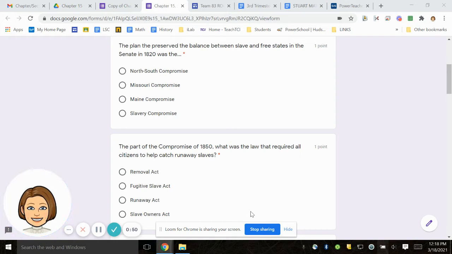Number 3. The part of the Compromise of 1850, what was the law that required all citizens to help catch runaway slaves? Removal Act, Fugitive Slave Act, Runaway Act, Slave Owners Act.